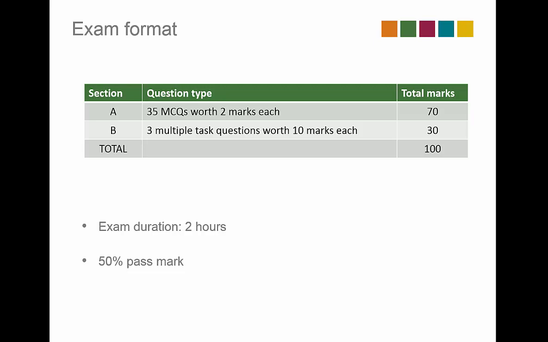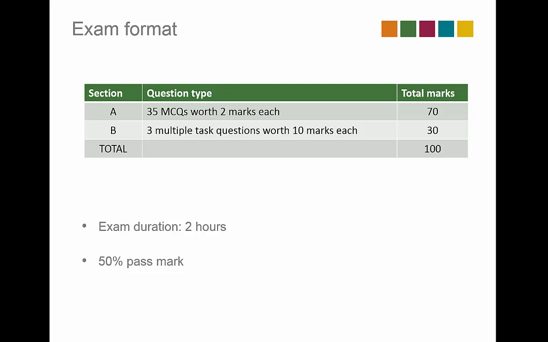Okay, let's look at the format of the F2 exam. You can see that there are 2 sections in the F2 exam. Section A will comprise 35 multiple choice questions worth 2 marks each. So each multiple choice question will give you 4 options in the exam and you'll be asked to select the correct one. Obviously that makes up a significant part of the paper and that can cover any of the 5 syllabus areas that we discussed previously. So section A can come from any area of the syllabus.